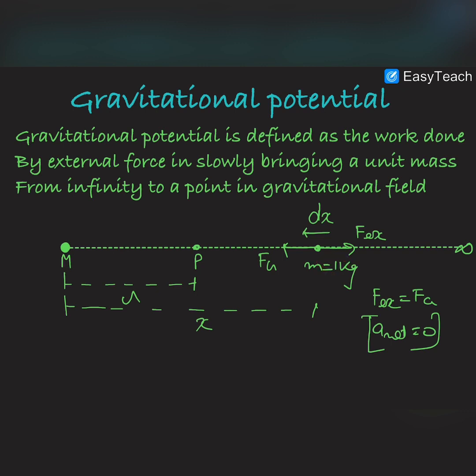Slowly is a technical word which means that the acceleration of this mass should be zero, and its velocity should be negligibly small. So for this to happen, we have to apply some external force in such a way that the net force acting on this mass becomes zero, and therefore we have to apply the force in the opposite direction of the gravitational force, and the magnitude of our force should be equal to the gravitational force magnitude at all times. So obviously gravitational force is a variable force, therefore our force is also a variable force.